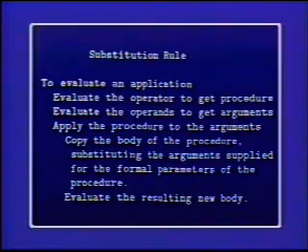Once we've evaluated the operator to get a procedure and the operands to get arguments, we apply the procedure to the arguments by copying the body of the procedure, which is the expression that the procedure is defined in terms of. What is it supposed to do? Substituting the arguments supplied for the formal parameters of the procedure, the formal parameters being the names defined by the declaration of the procedure. Then we evaluate the resulting new body, the body resulting from copying the old body with these substitutions made.